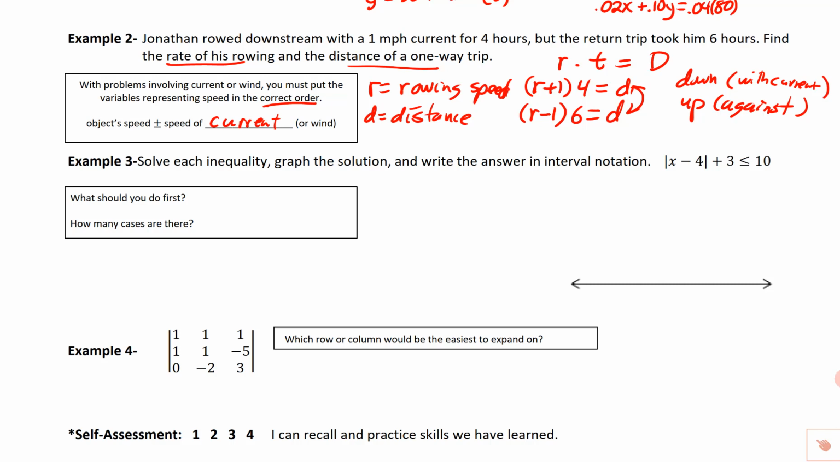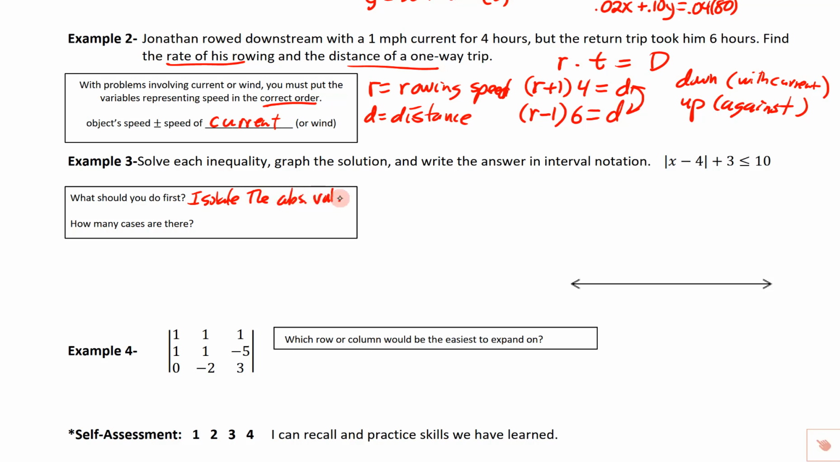So what should we do first? Well, if you take a look at this, this has absolute value in it. Whether we were solving an absolute value equation or an inequality wouldn't make any difference. First thing we'd want to do is isolate the absolute value. So I'm going to write, I better just go ahead and write it, absolute value, okay?